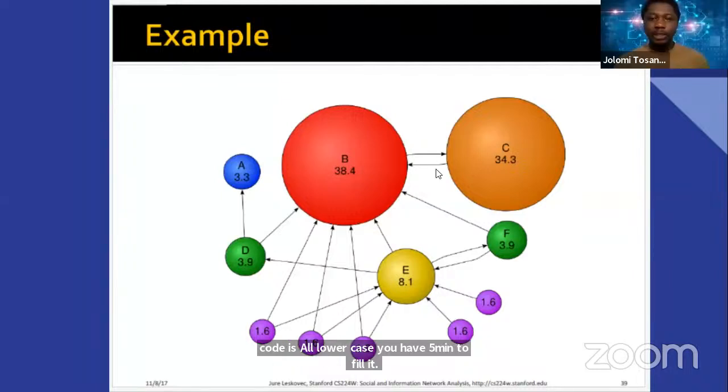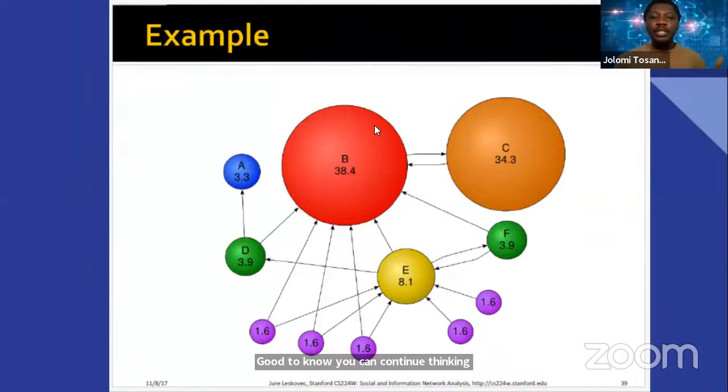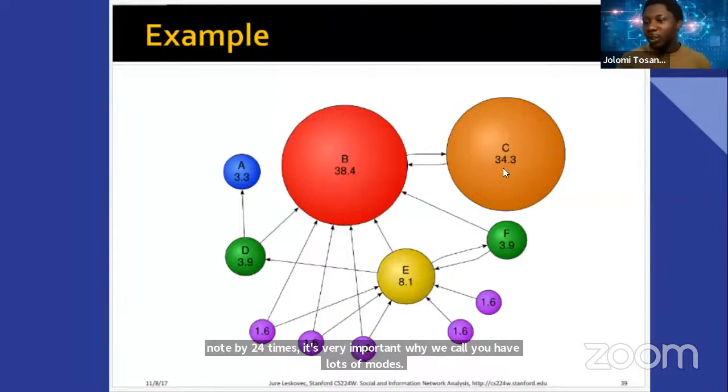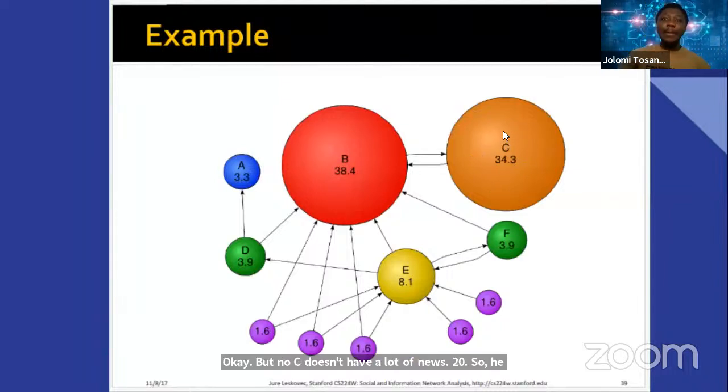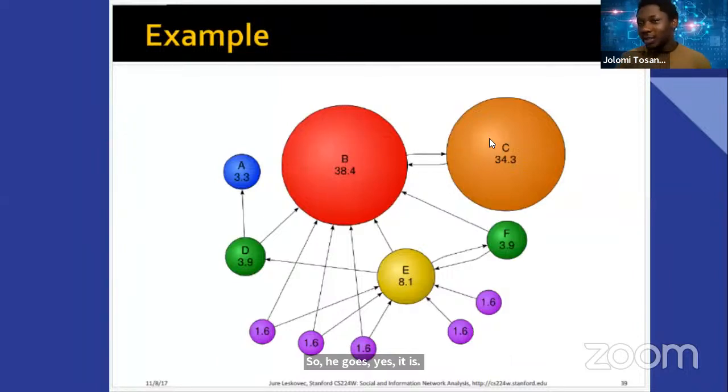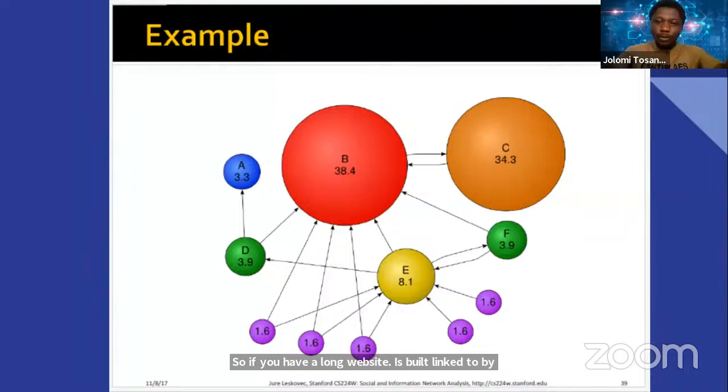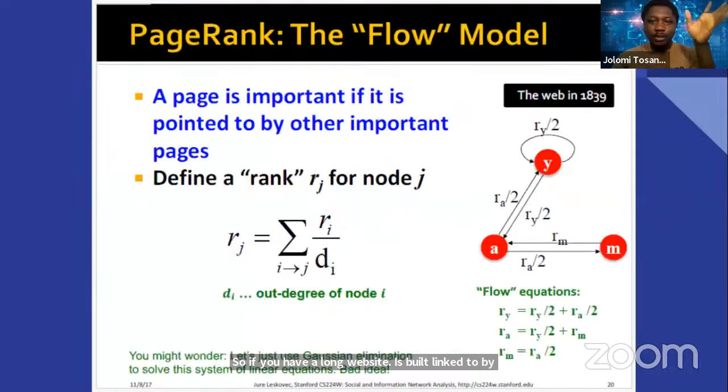Thank you. So we see that node B is very important, right? That's why we make it bigger. If we size the node by that importance, it's very important. Why? Because we have a lot of nodes pointing to node B. But node C doesn't have a lot of nodes pointing to it, and yet it is highly important. Why? Because this highly important node B points to node C. So if you have a lone website that is being linked to by a very important website, that website should be equally important too, right? So we have this kind of formulation.